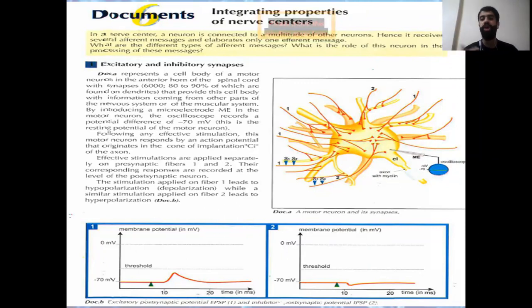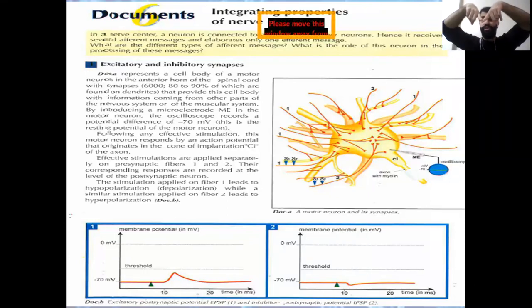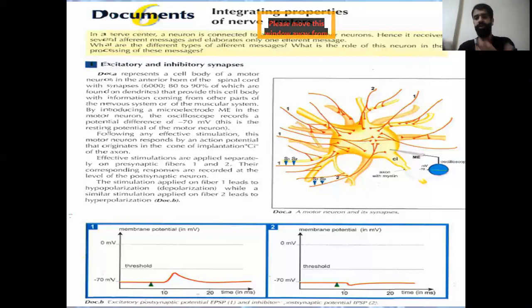So it's connected to a multitude of other neurons. It receives several afferent messages. So they receive several afferent sensory messages, and they emit only one efferent. Here, if you don't know that afferent is the sensory and efferent is the motor, you won't understand the sentence. So these are the notes about the efferent and afferent neuron.